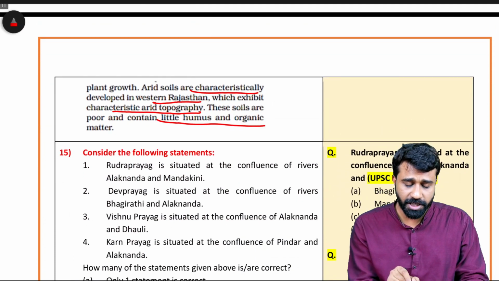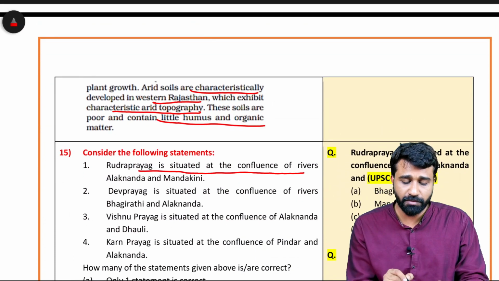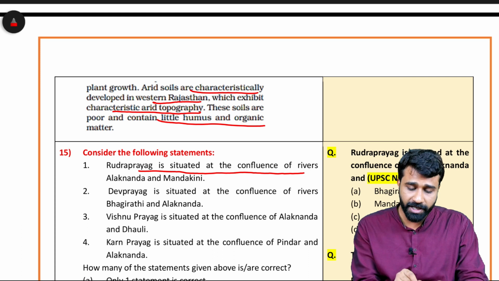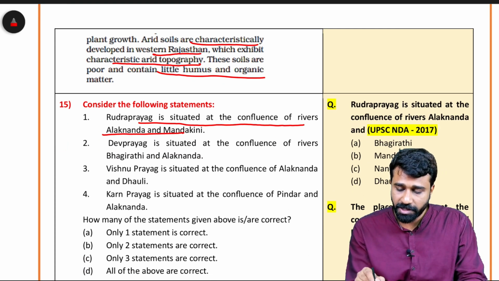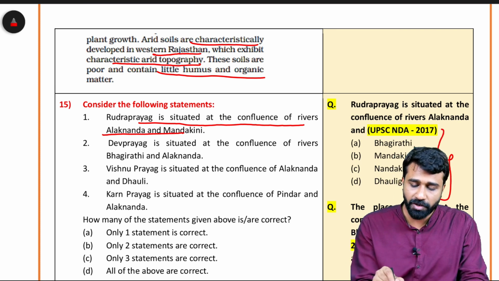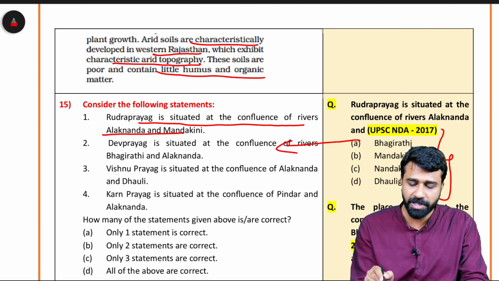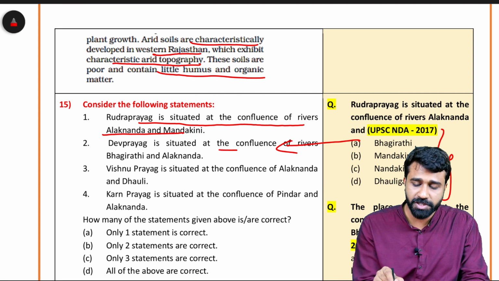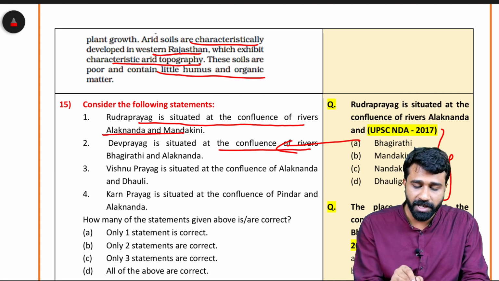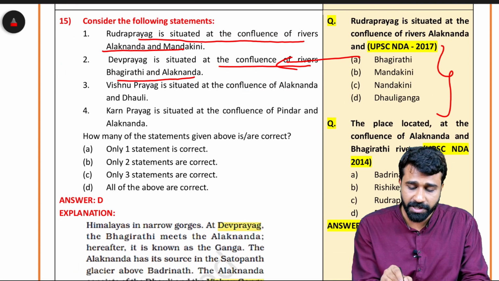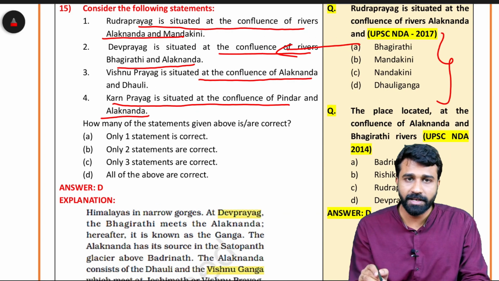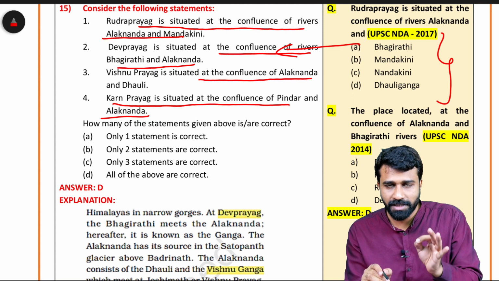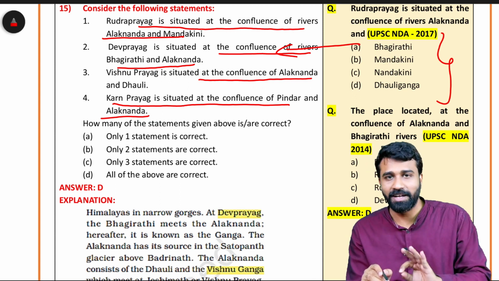Next, consider the following statements. Rudraprayag is situated at the confluence of rivers Alakananda and Mandakini. This is fine. And Devaprayag, because they asked this question in the 2017 NDA, that is why we have asked this question, and this statement is reflected. Devaprayag is situated at the confluence of the rivers Bhagirathi and Alakananda, Vishnuprayag is situated at the confluence of Alakananda and Dhauli, and Karnaprayag is situated at Pindar and Alakananda. Please remember, these are tributaries of Ganga, simple.